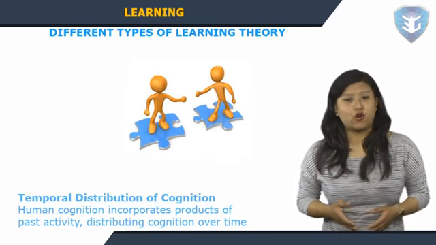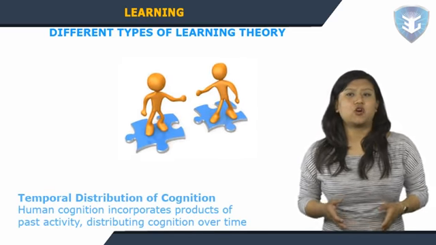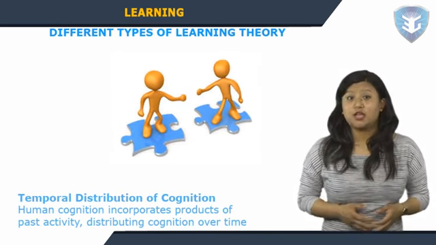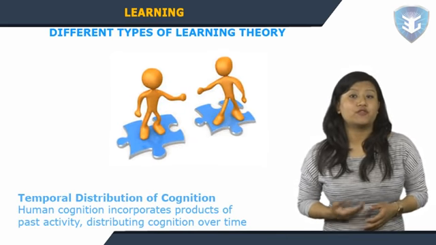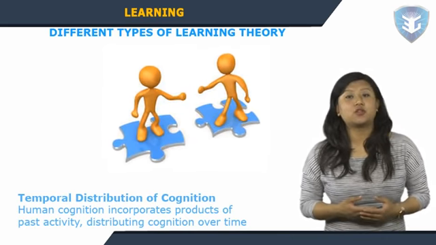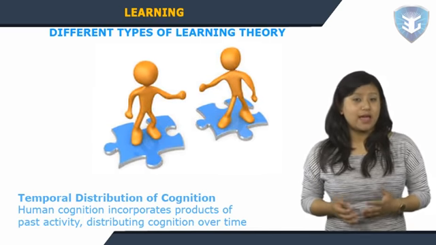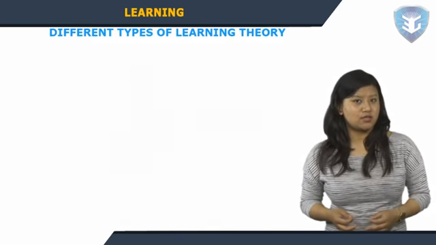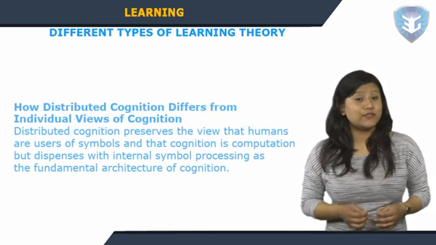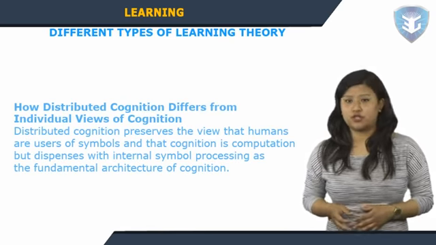Temporal distribution of cognition. Human cognition incorporates products of past activity, distributing cognition over time. Environments for human cognition are highly artificial, crafted to support certain activities and riddled with representations. How distributed cognition differs from individual views of cognition.